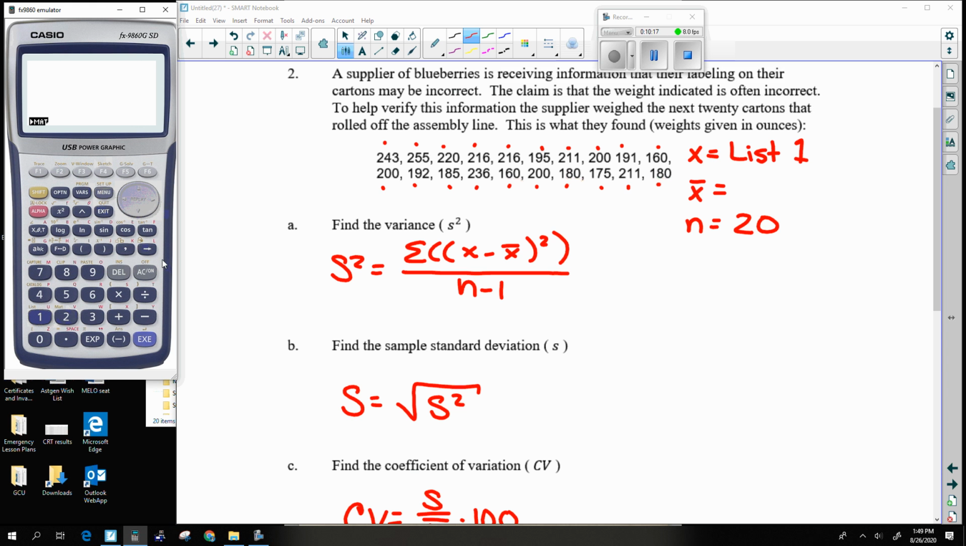Okay, so I go to my main calculator and I'm looking for my x bar, which again is my average. So I add them up, and I divide by the number of numbers.